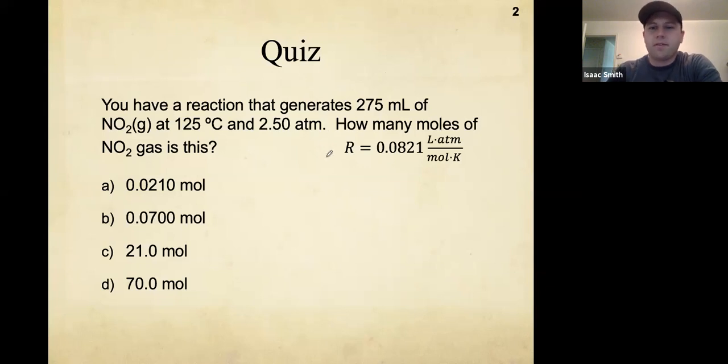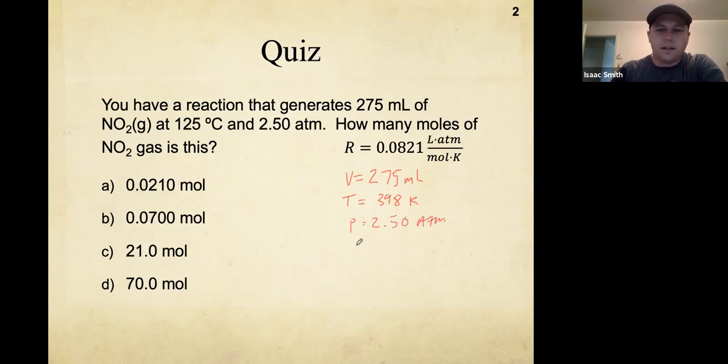So we have 275 mL, so that's a volume. That's 275 milliliters. And we have a temperature, which is 125 Celsius, which would be, what, 398 Kelvin? Okay. And then our pressure is 2.5 atmospheres. And then it's asking for moles, right? So just writing out what you have really tells you what you can do.